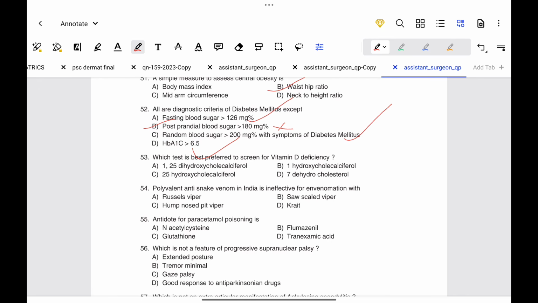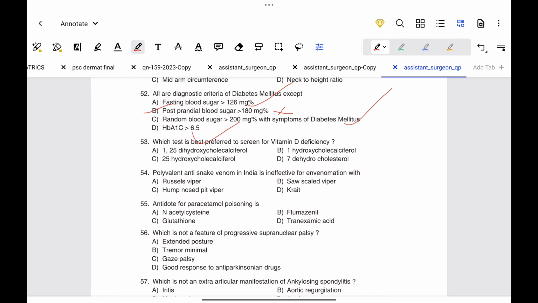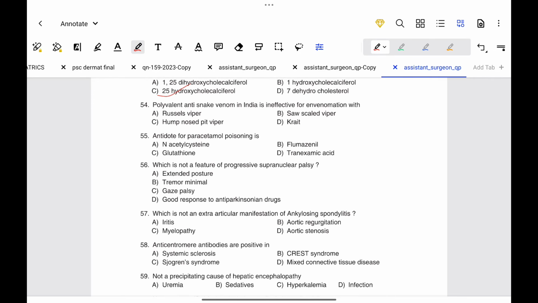Next, which test is best preferred for screening of vitamin D deficiency? For screening of vitamin D deficiency, 25-hydroxycholecalciferol. This is the option C, the best preferred test. Polyvalent anti-snake venom in India is ineffective for envenomation with hump-nosed pit viper. It is against the spectacled cobra, common krait, Russell's viper and saw-scaled viper. Okay, so it is not against hump-nosed pit viper.